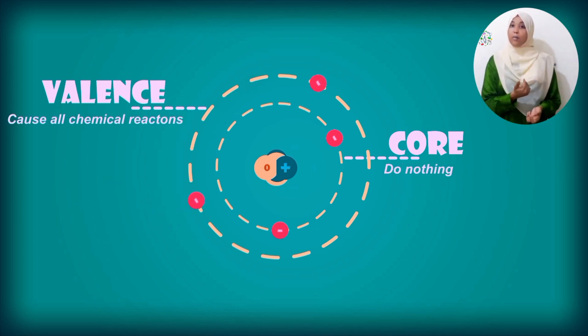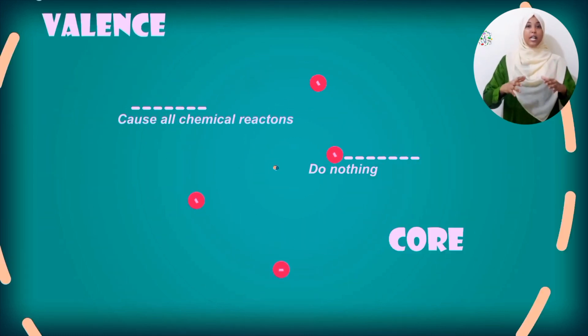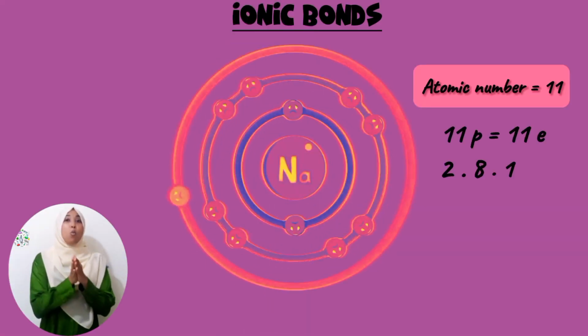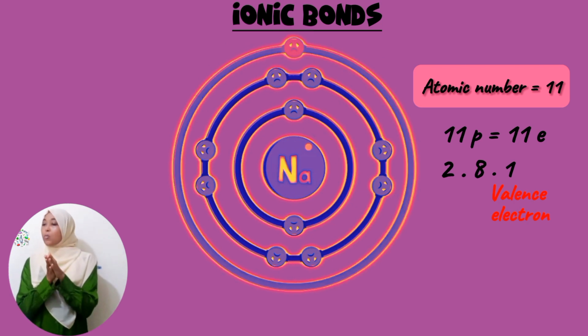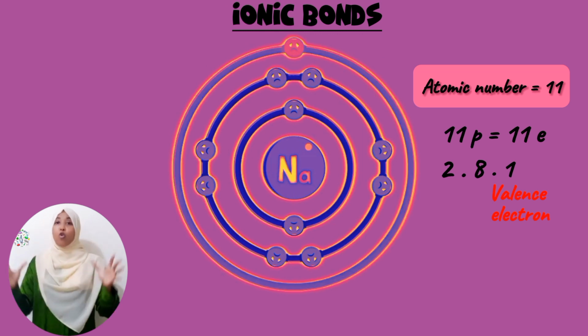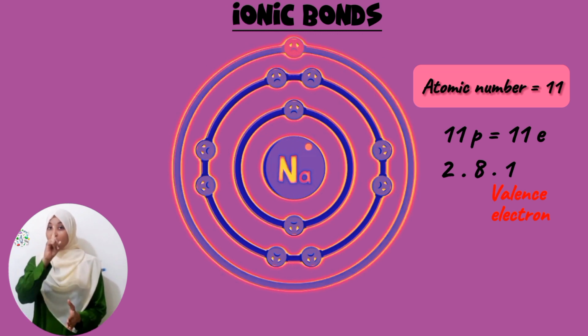In the case of sodium, it only has 1 valence electron. Now, the core electrons are the ones found in the innermost energy levels. Coming back to our sodium atom, it has 1 valence electron. So let's see, the sodium atom needs to gain stability. What will it do? It needs to have a full energy level, that is 8 electrons in its outermost energy level. As of now, we only have 1.